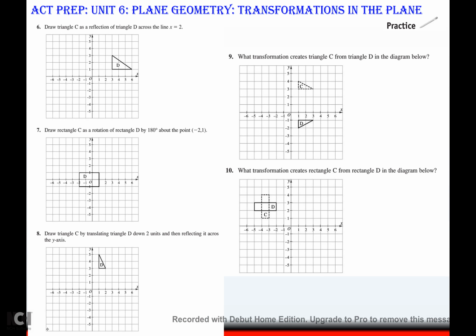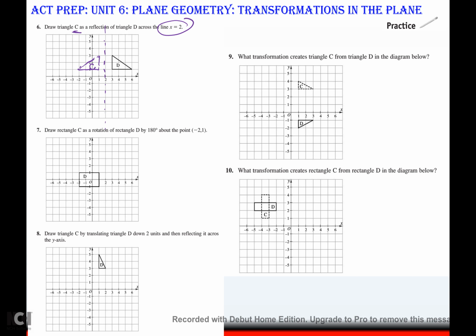Alright, 6 says, draw triangle C as a reflection of D across the line x equals 2. x equals 2 is this line right here. So if I reflect over that line, it's 1 away, so it's going to be 1 away, and it's going to go the other way. So 1, 2, 3 units long, and 2 units high, and connect, and there would be my reflection. And they want me to call it triangle C.